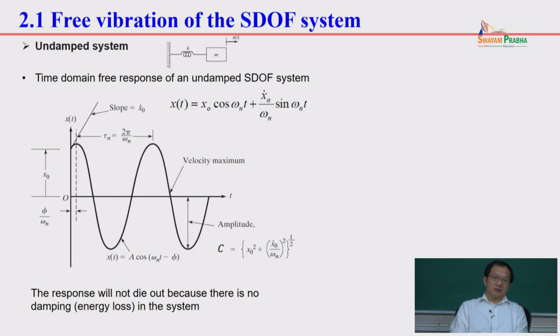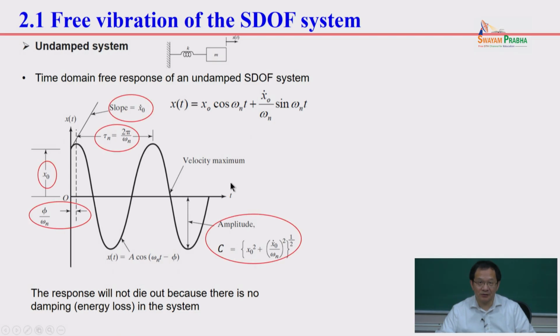If we look at this system in the time domain, it vibrates harmonically, always periodic, right? The period is 2 pi divided by omega n, the natural frequency. From this, you have the initial displacement, and the velocity is the slope dx/dt. So in this figure, you can see the period, amplitude, and initial condition, and you can also get the amplitude C and phase.